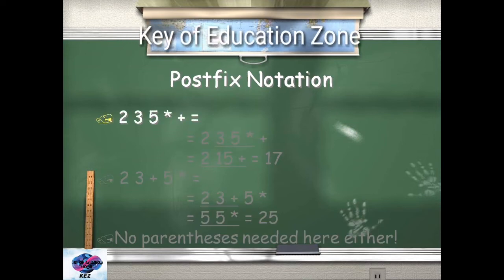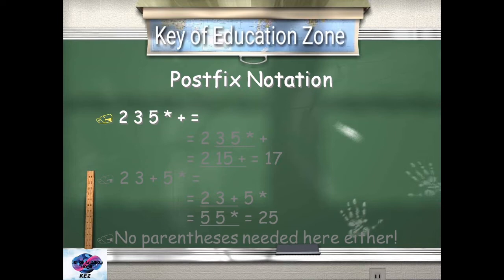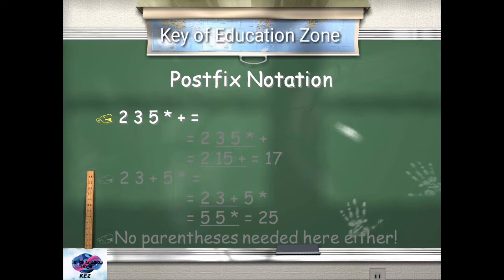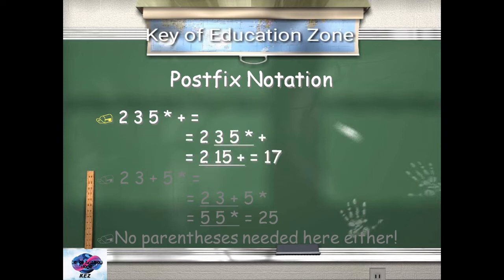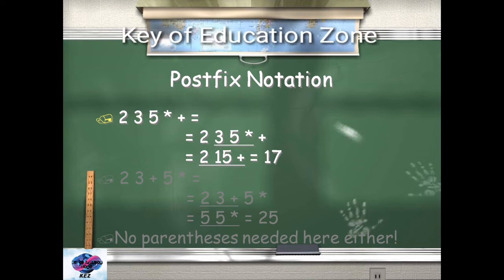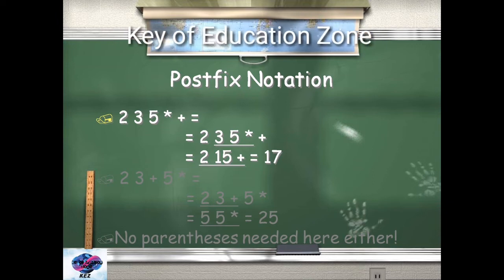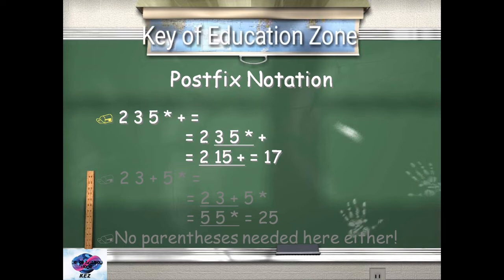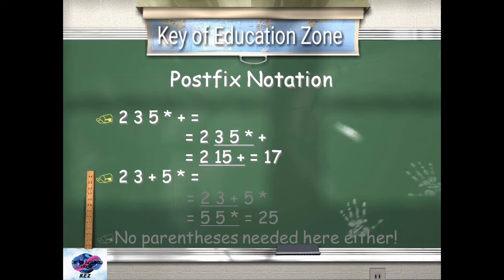Now we come to the postfix. See here, if it is 2, 3, 5 star plus, so 2, 3 star, that means 15, plus 2, it will give you 17. Just follow, before underlining I am showing it.